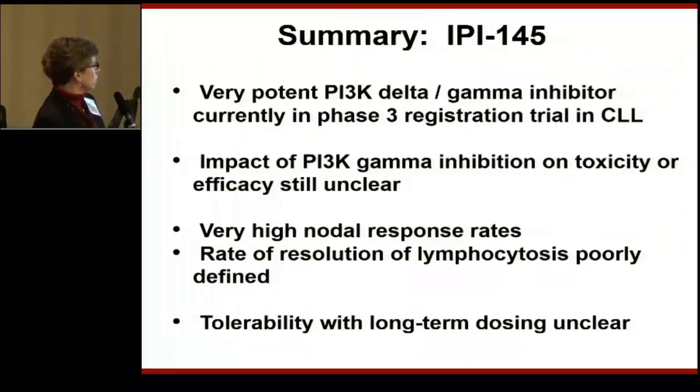So in summary, IPI-145 is a very potent PI3K delta gamma inhibitor, and it has moved into a phase 3 registration trial in CLL. This is IPI-145 versus ofatumumab. I think the impact of inhibiting gamma in addition to delta is still unclear, both in terms of toxicity and efficacy. And we probably need much larger studies to understand that.